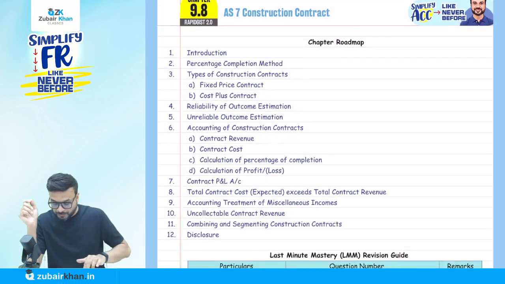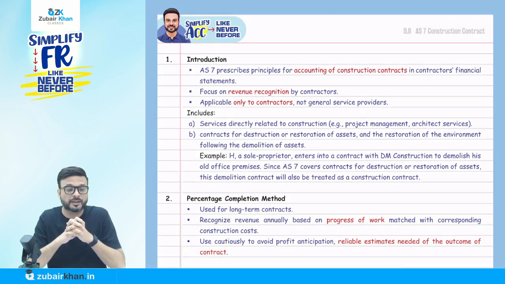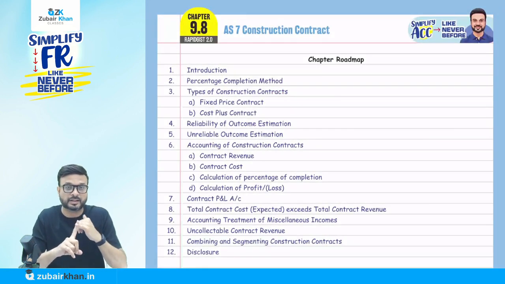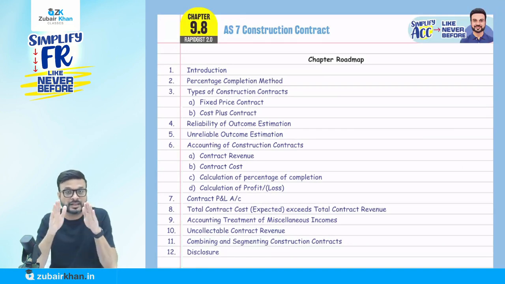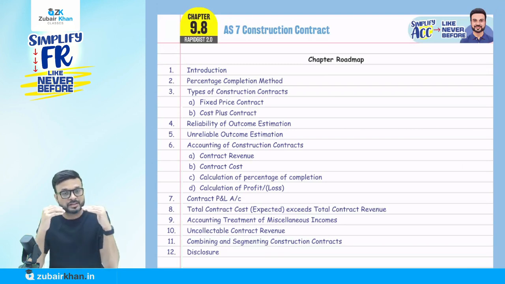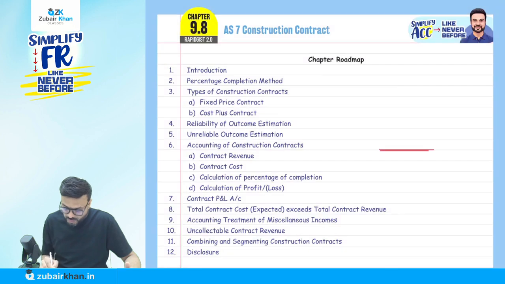Now, before we come to the percentage completion method and accounting, a very important thing: always ask, why is there a need for this accounting standard? As you can see with construction contracts, why is there a need for this accounting standard? The reason is that construction generally takes more than 1 year, a longer period of time. Suppose a contractor is doing the construction of a building.